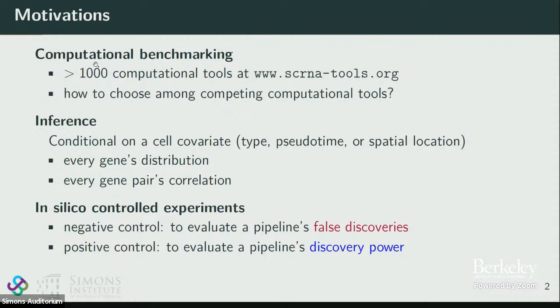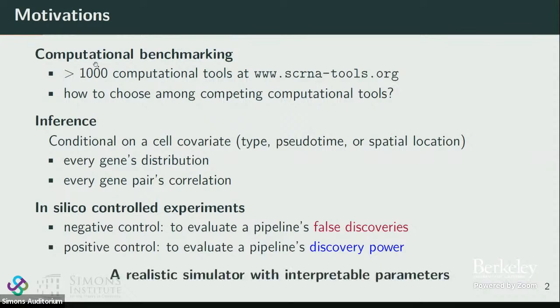So this is motivated by real biology experiments. We have to use negative control, and sometimes we need to add positive control so we can evaluate the results. However, this is often lacking in computational pipelines. So we hope to offer a way to generate the controls to evaluate the results. So for all the purposes, we need a realistic simulator with interpretable parameters.